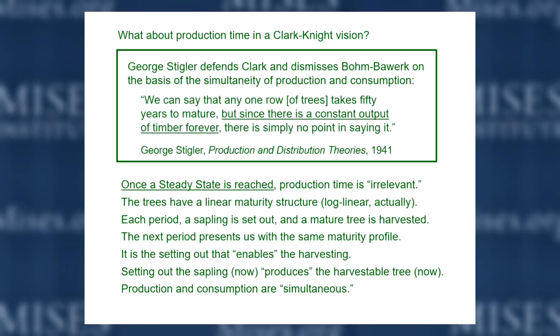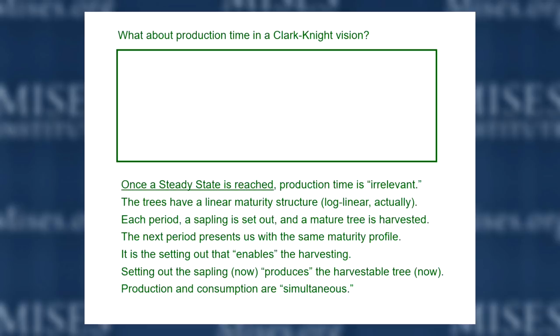We can say that any one row of trees takes 50 years to mature, but since there is a constant output of timber forever, there's simply no point in saying it. Isn't that a strange thing? That's George Stigler, and that's Production and Distribution Theories, 1941, Stigler's dissertation under, guess who, Frank Knight. So that's the story, and we'll get one more thing about Stigler.